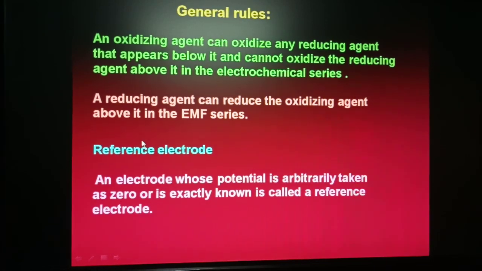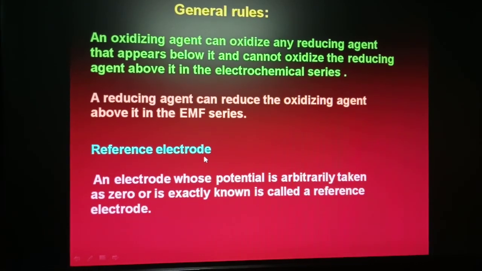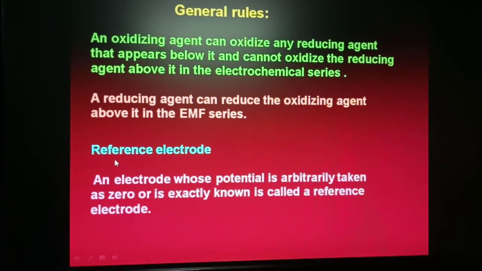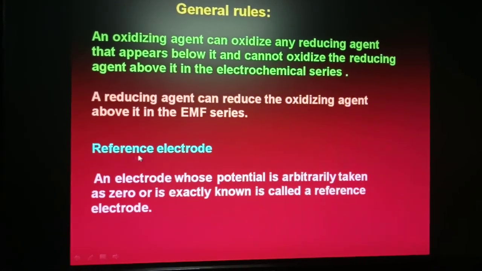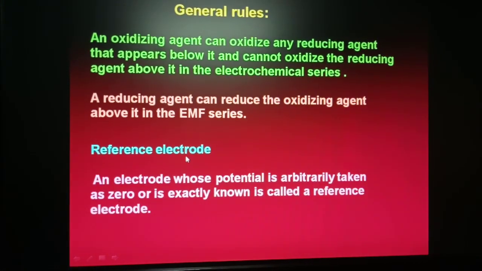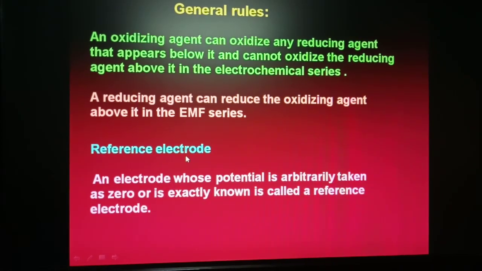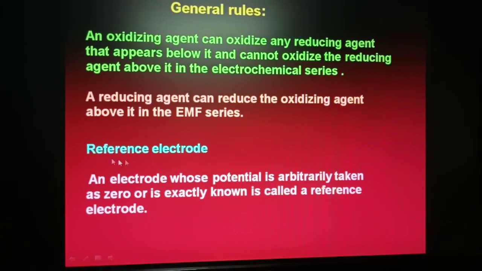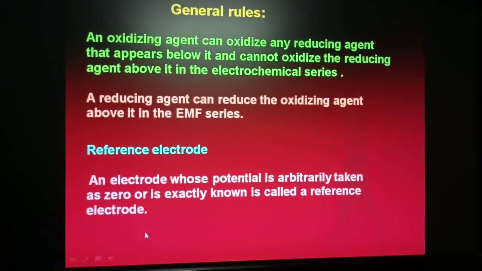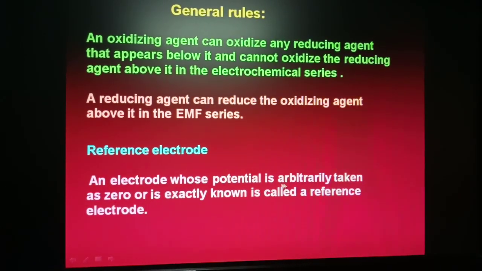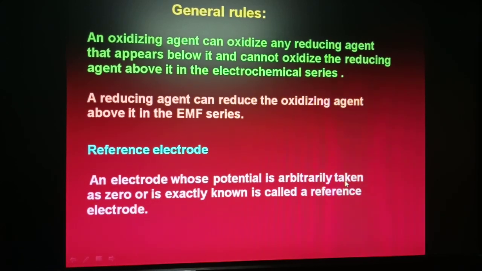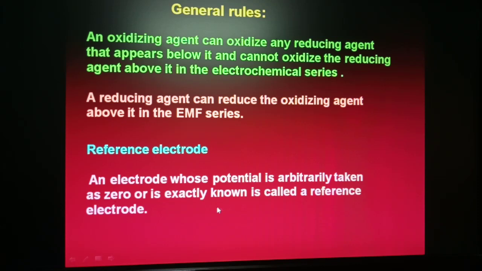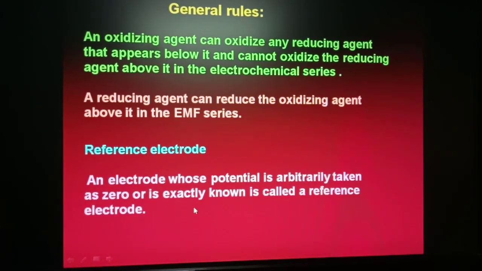In the next lecture, you will be studying about reference electrode. There are two types of electrode. One is the reference electrode and the other one is the indicator electrode. Today, we will only conclude with the definition of reference electrode. An electrode whose potential is arbitrarily taken as 0 or is exactly known is called a reference electrode.